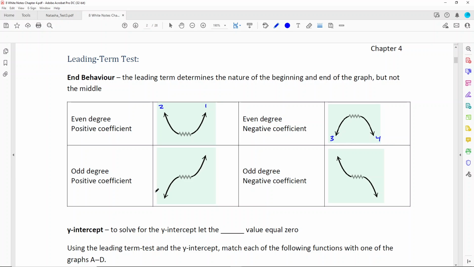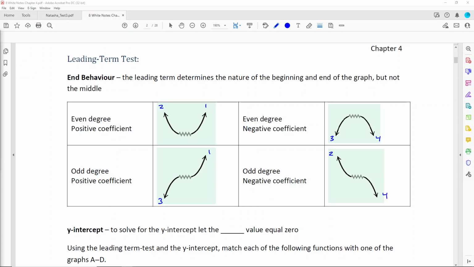An odd positive graph starts in quadrant 3, ends in quadrant 1, and an odd negative graph starts in quadrant 2 and ends in quadrant 4. Okay, now this isn't something that you are expected to have memorized, it's something that you're expected to understand. And what I mean by that is there's something on your formula sheet that can help you out with this.